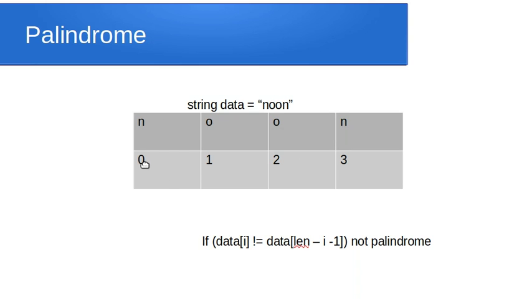So each character has its own index. So we start counting from 0. So C++ has 0-based indexing. So the index for n is 0, the index for the first o is 1, the index for the second o is 2, and then the index for the last n is 3. Okay, so what we want to check is if this is equal to this, and then we iterate through all of the characters to check if the character at the front matches the character position at the back. If the character position at the front matches the character position at the back, then this is a palindrome.